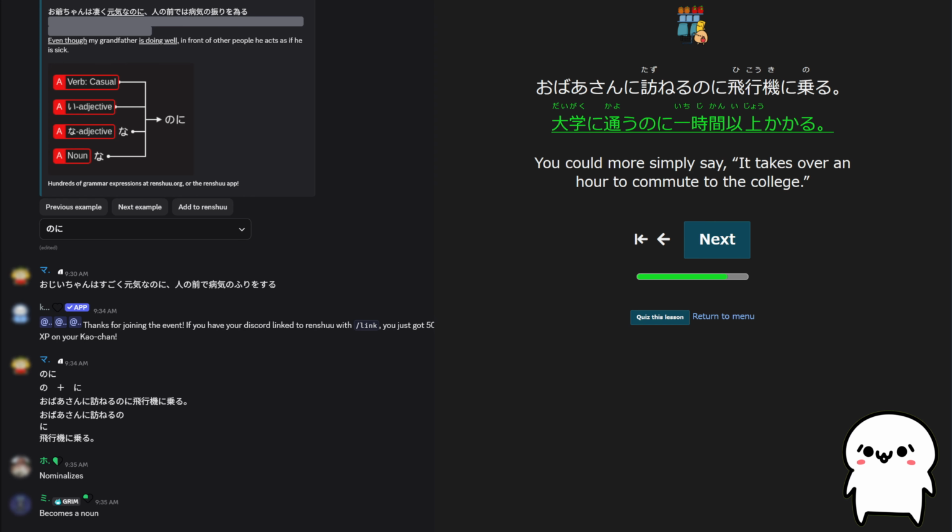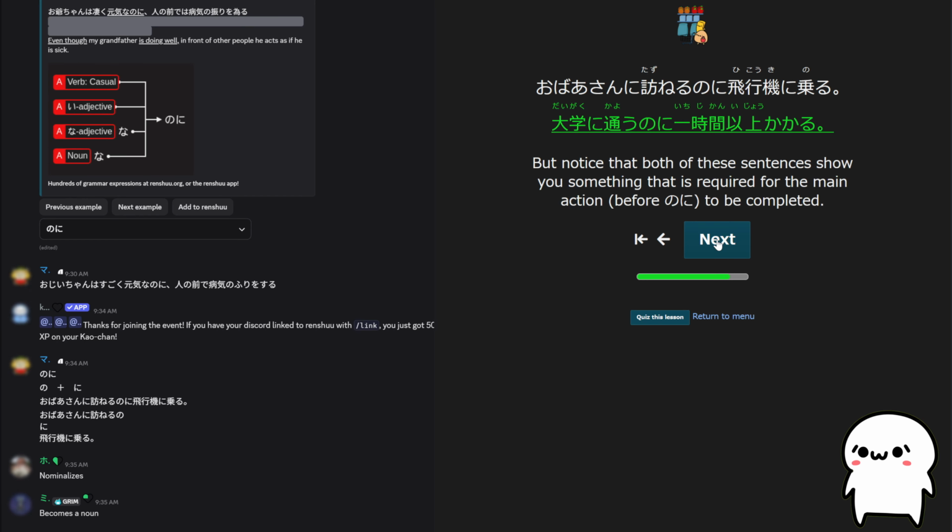And so with that in mind, let's take a look at just two more examples before we wrap up today's lesson. And the page is just letting us know something I already mentioned, that the second thing is required. It's not just something you're doing on the side, it's something that's required for the first thing to take place. Riding or getting on a plane is necessary to visit grandmother. Or it's necessary for it to take over an hour to get to the university.